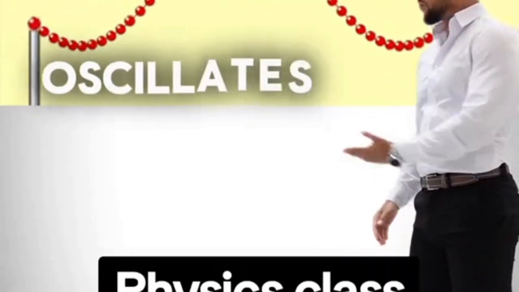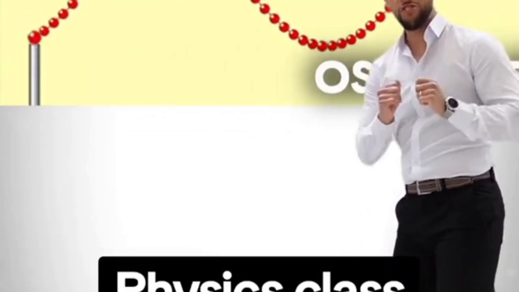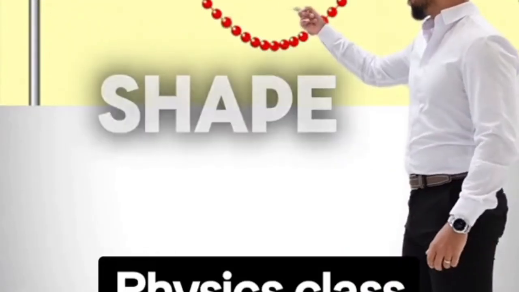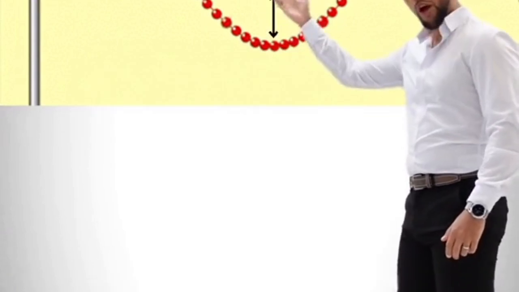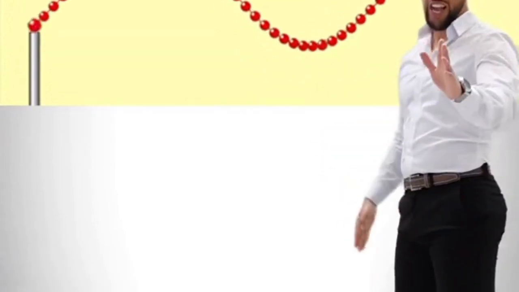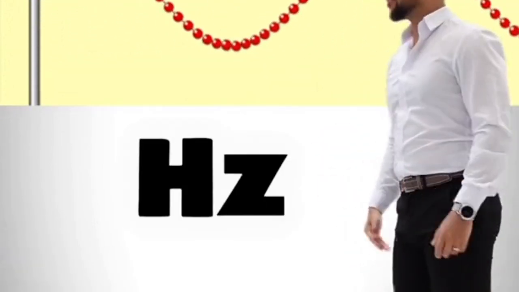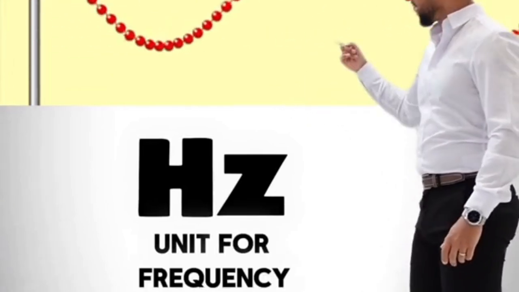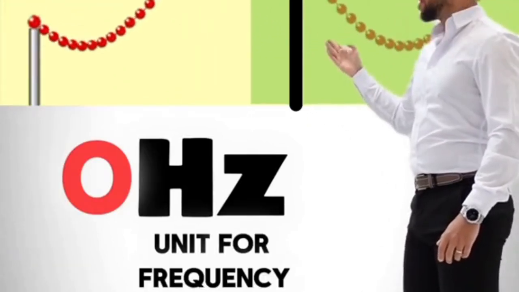This is a wave, it oscillates. That just means it vibrates. Check its shape, amplitude is in its place, but wavelength goes this way. Hz, that's the unit for frequency. Count the waves that pass this point you can see per second.